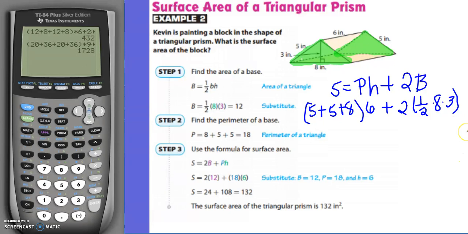Okay, so let's type all this in. Parentheses, 5 plus 5 plus 8, times 6, plus 2 times, we're going to say 0.5 instead of 1/2, times 8 times 3. Okay, we get 132. And remember, this is area, so it's going to be squared units, so inches squared. All right.